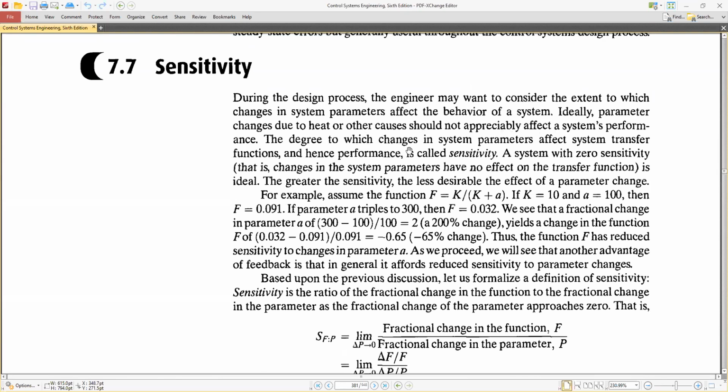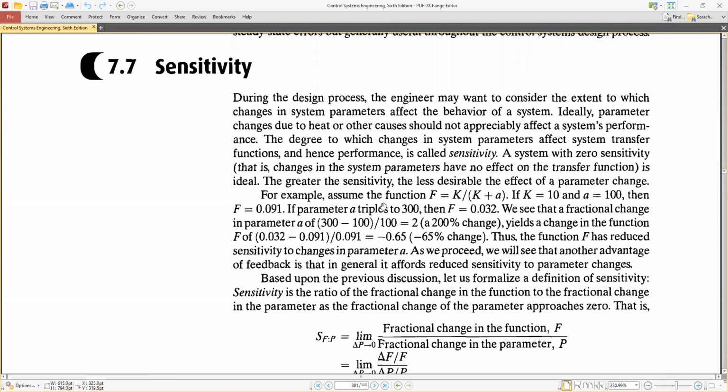The degree to which changes in the system parameters affect system transfer functions and hence performance is called the sensitivity. That means the degree to which the changes in system parameters affect the system transfer function and hence performance is called the sensitivity. A system with zero sensitivity, that is, the changes in the system parameters have no effect on the transfer function, is ideal. So if the sensitivity is zero, then it would be ideal. The greater the sensitivity, the less desirable the effect of a parameter change.